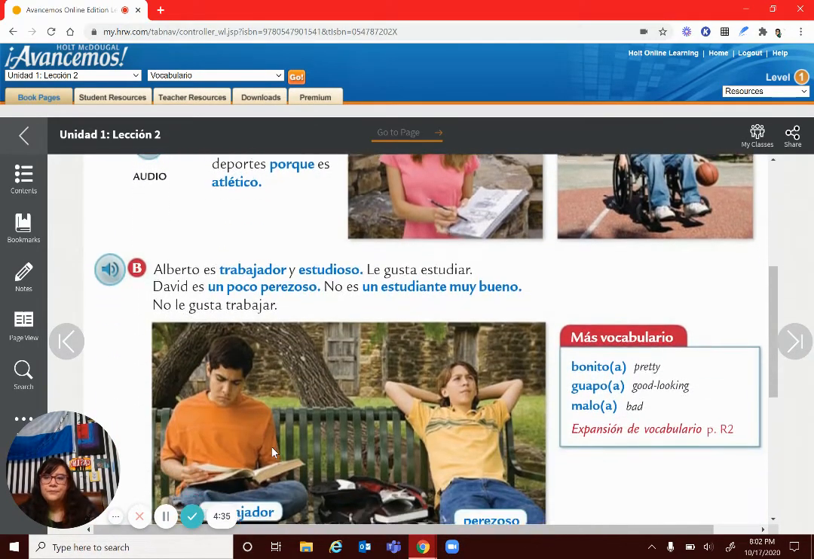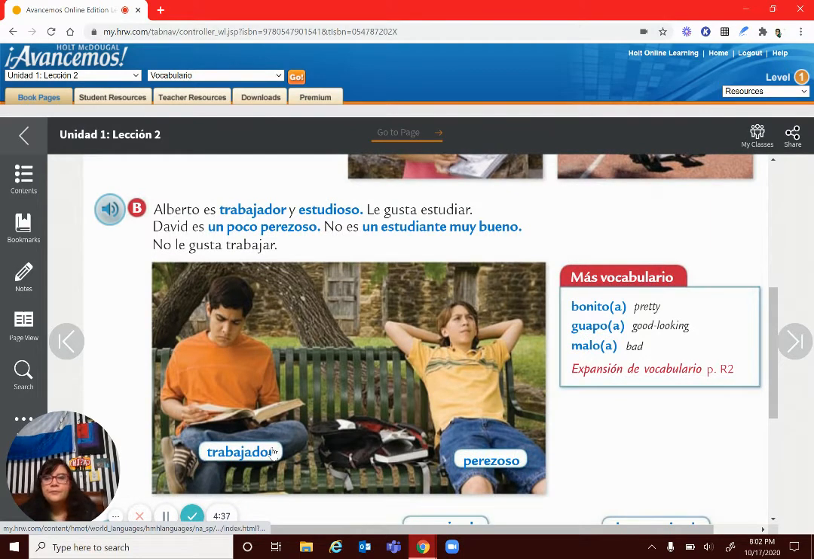Okay, your second picture. We have Alberto. It says Alberto es trabajador y estudioso. That's going to be the guy with the orange shirt. Le gusta estudiar. Old verb or old activity that we had. David, in the yellow, es un poco, a little, perezoso. No es un estudiante muy bueno. No le gusta trabajar.